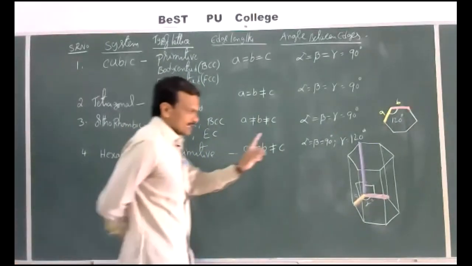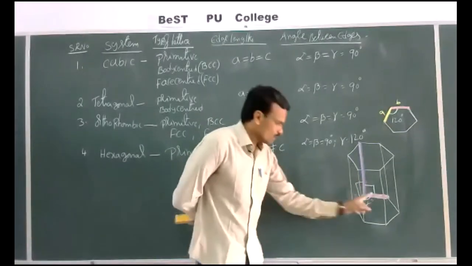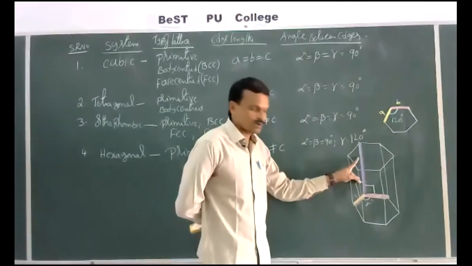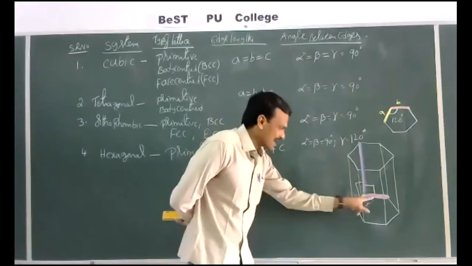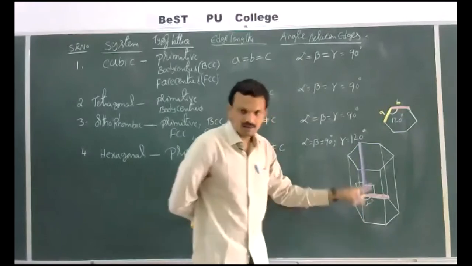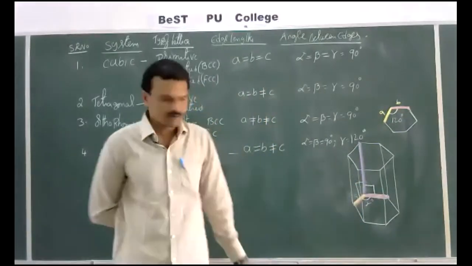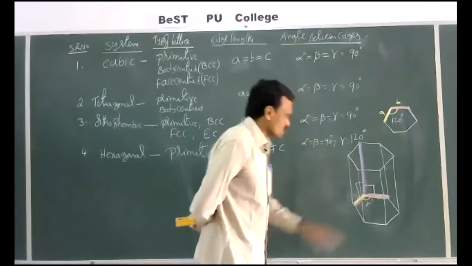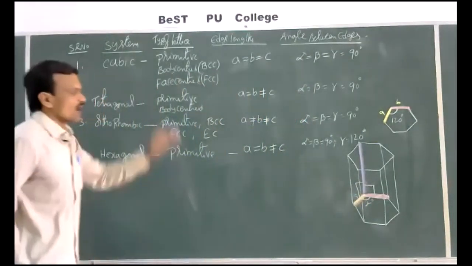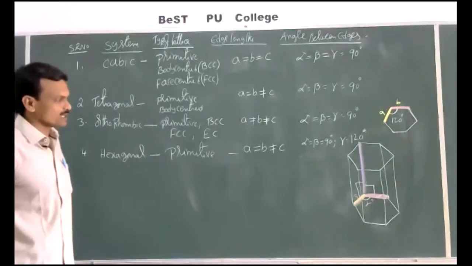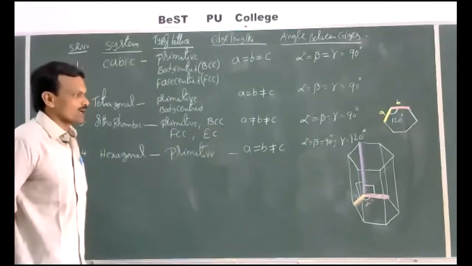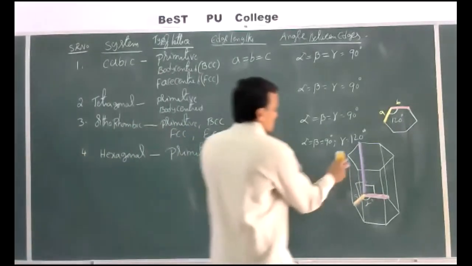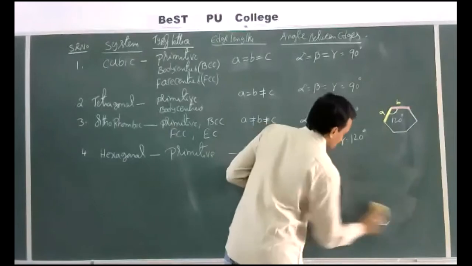See, once again, in the hexagonal system, two edge lengths are the same. A is equal to B, but not equal to C. The angle between A and B is gamma, that is equal to 120 degrees. And the remaining two are exactly mutually perpendicular here. So this is 90 degrees and 90 degrees. So alpha is equal to beta is equal to 90, whereas gamma is not equal to 90, that is equal to 120. So these are the parameters for a hexagonal system.